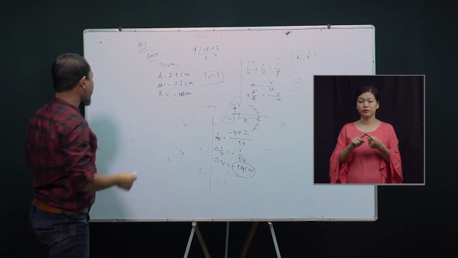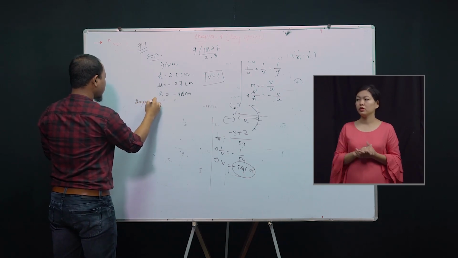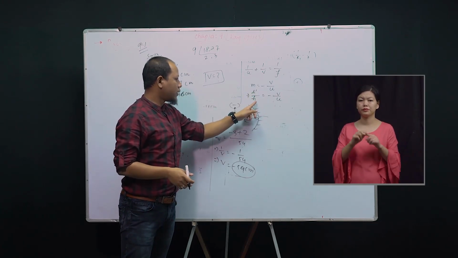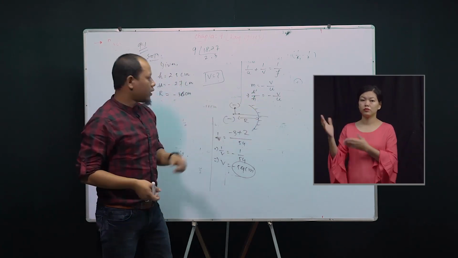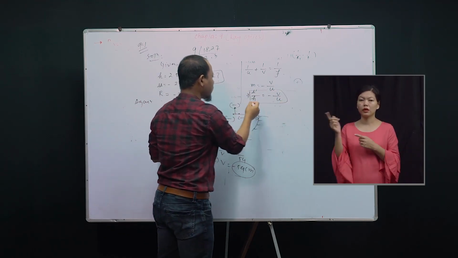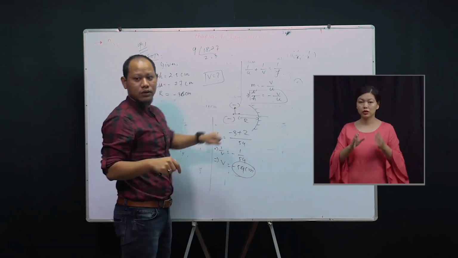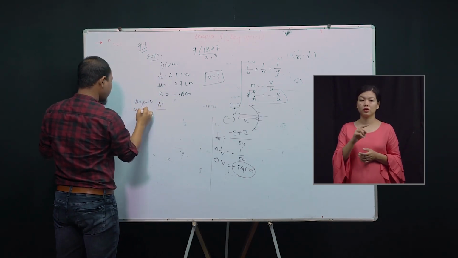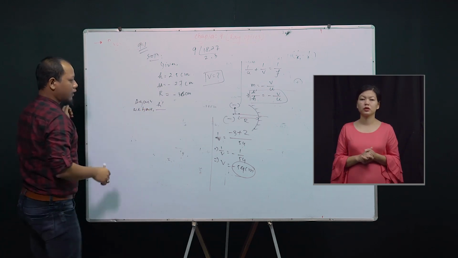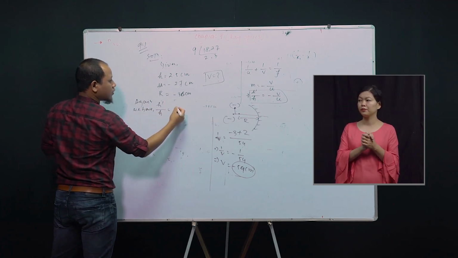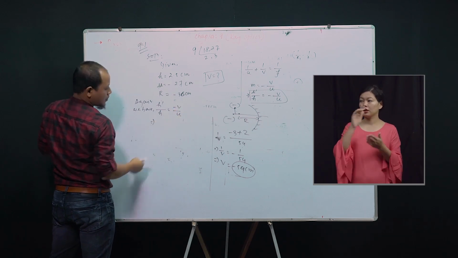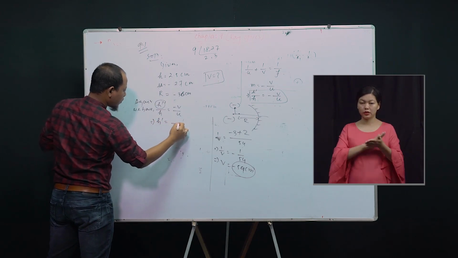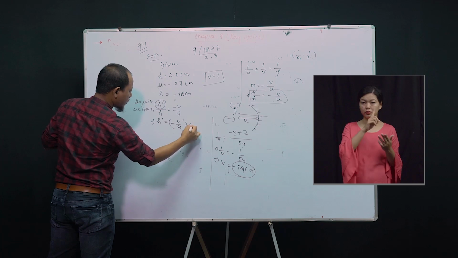To find the size of the image, let's use this formula: h dash divided by h equal to minus v by u. Why am I using this formula? Because we have been given the size of the object. So again, h dash divided by h equal to minus v by u. What I have to calculate is h dash, so I'll do cross multiplication. h dash equal to minus v by u multiplied by h.